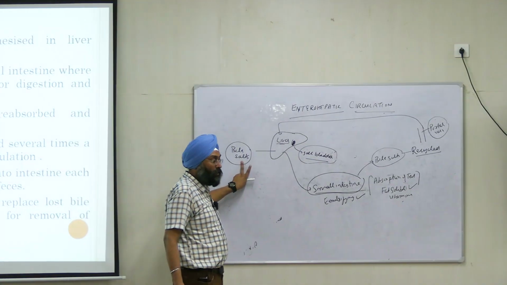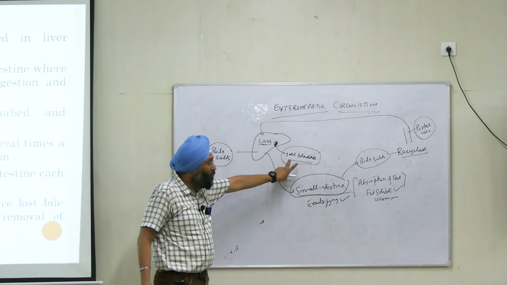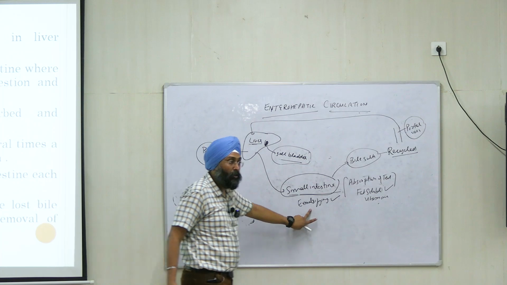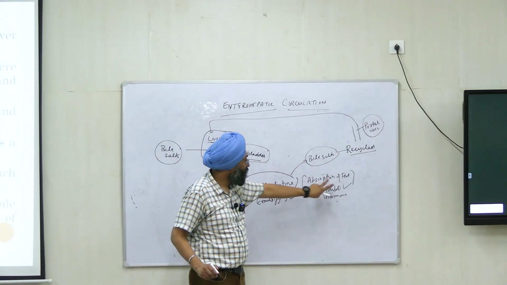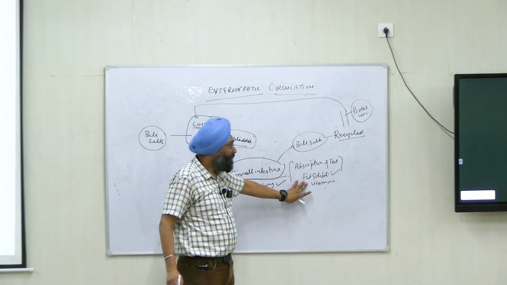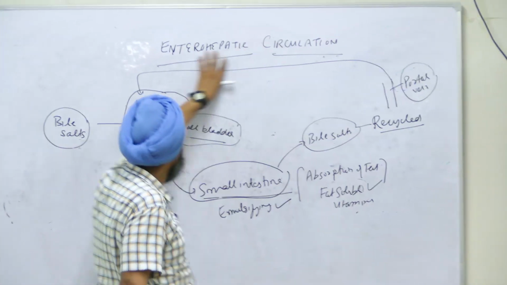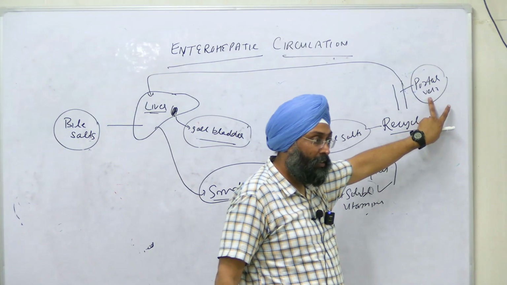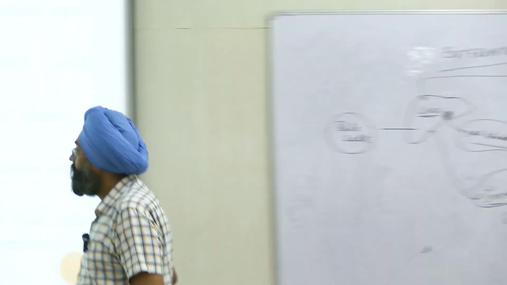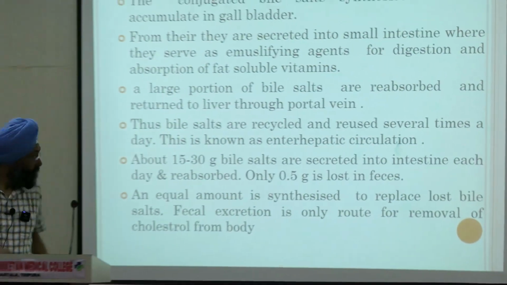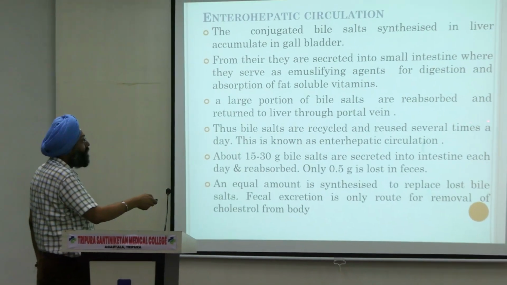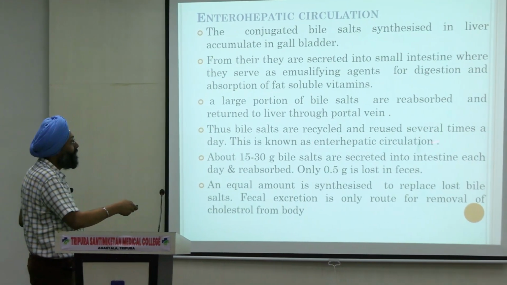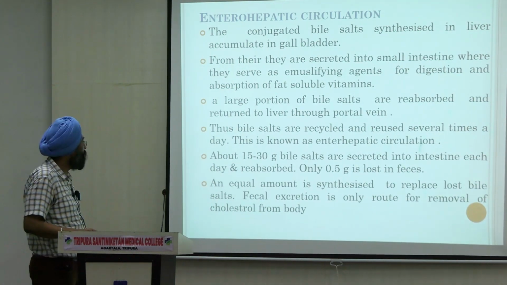Bile salts made in the liver, stored in the gallbladder, are excreted into the small intestine for emulsification of fats and absorption of fats and fat soluble vitamins. Okay. Later they are recycled back into the liver via the portal vein, right? The bile salts are recycled and reused several times a day, and this complete process is known as enterohepatic circulation, right?